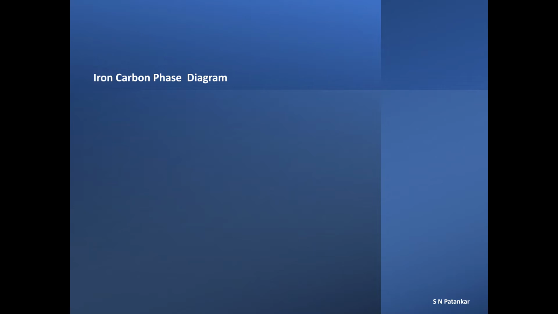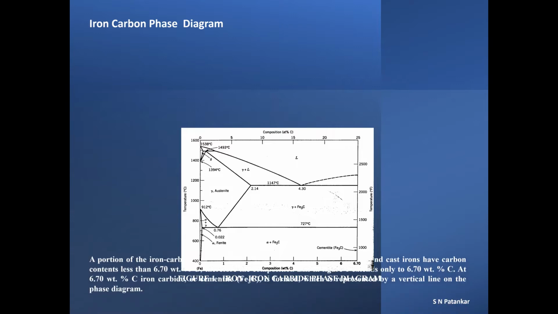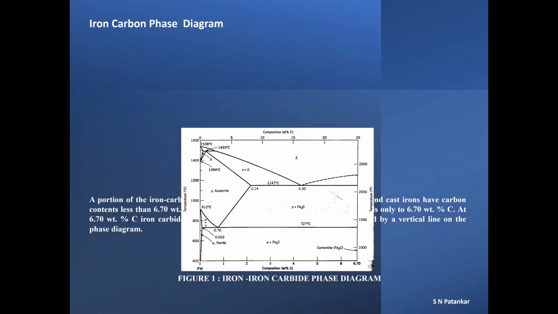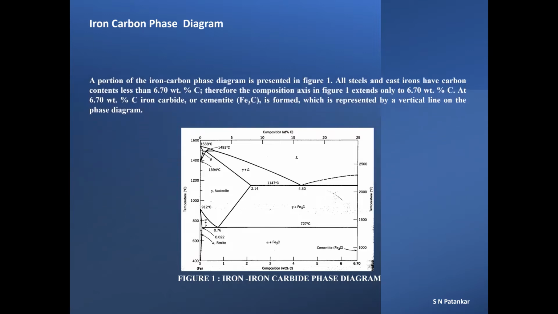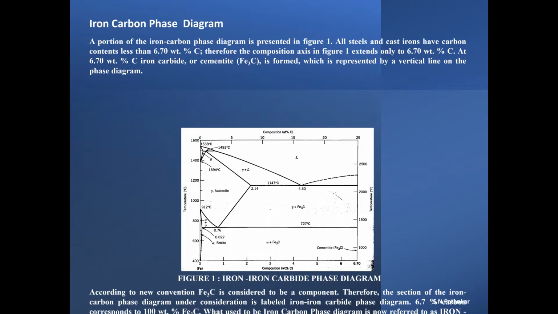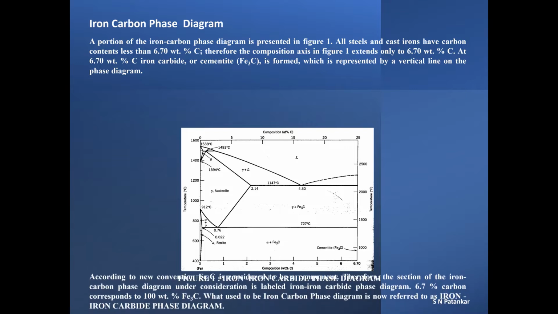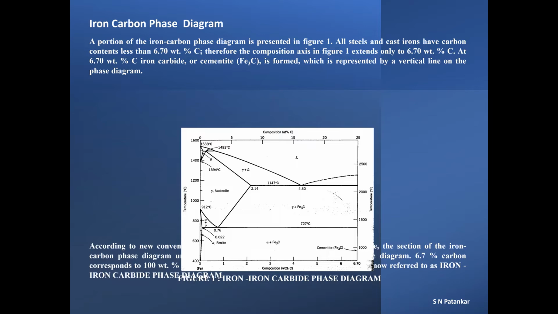Our topic of discussion is the iron-carbon phase diagram. The iron-carbon phase diagram is significantly important because it forms the basis of the steel industry. Seen here is what may appear as a section of the iron-carbon phase diagram because the highest carbon weight percent you see on the horizontal composition axis is 6.7. In all steels and cast irons, the highest carbon content is 6.7 weight percent.